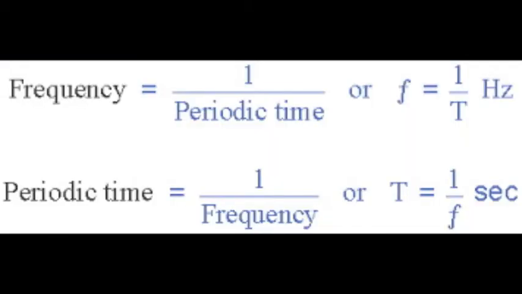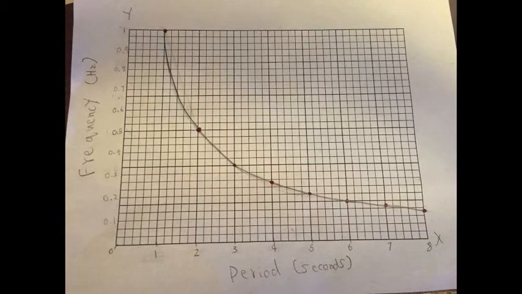Frequency equals 1 over period, and period equals 1 over frequency. The relationship between period and frequency is an inverse relationship because when one increases, the other decreases.